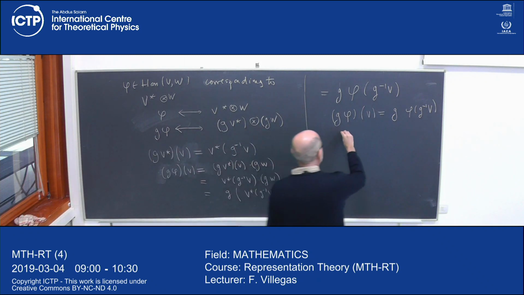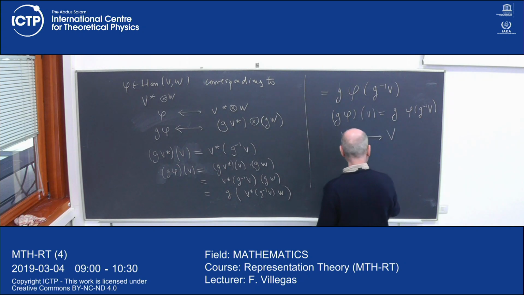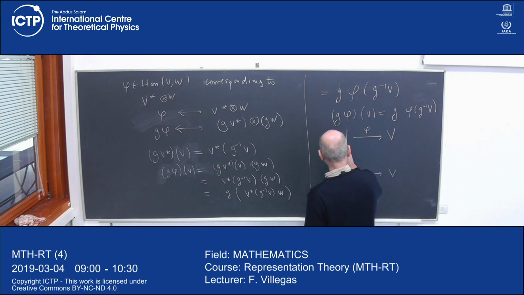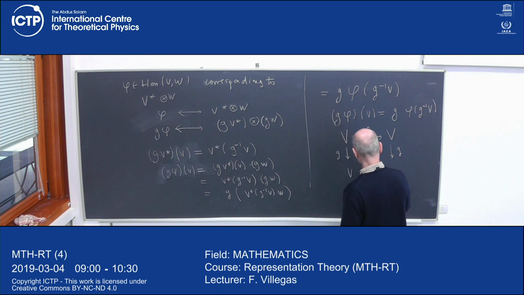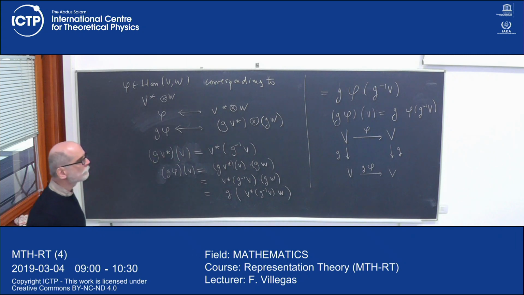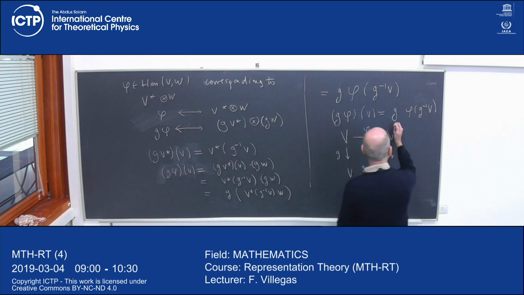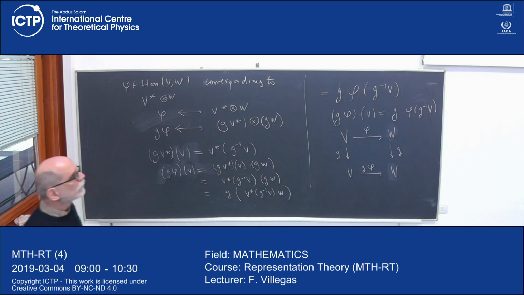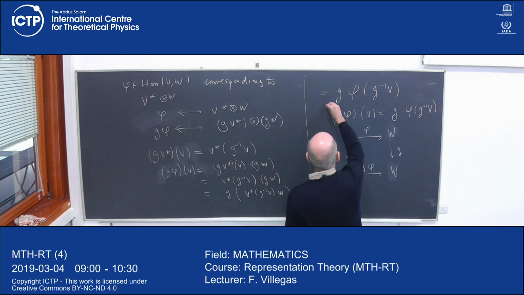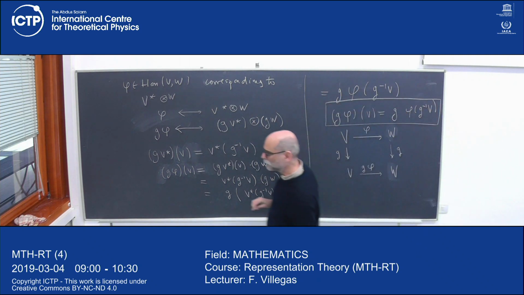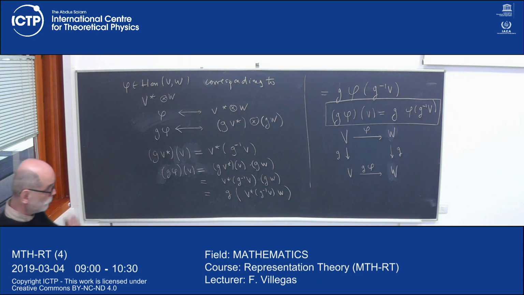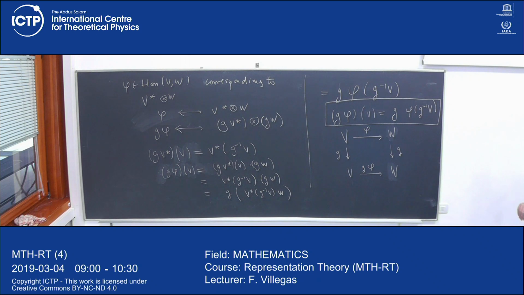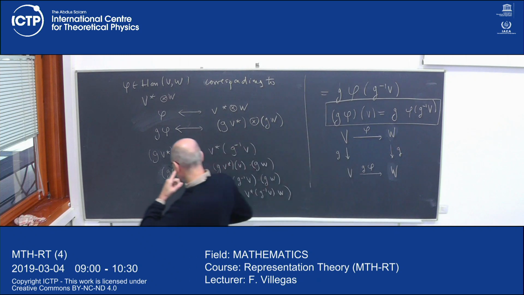Now, if I write this as a diagram, I have V goes to W by phi. We can just summarize it in this diagram. Sorry, this should have been W. So this is the final outcome. We checked it on pure tensors, but that's enough to be valid on every element of the tensor product. So this is this statement. We have to maybe understand exactly what this means.